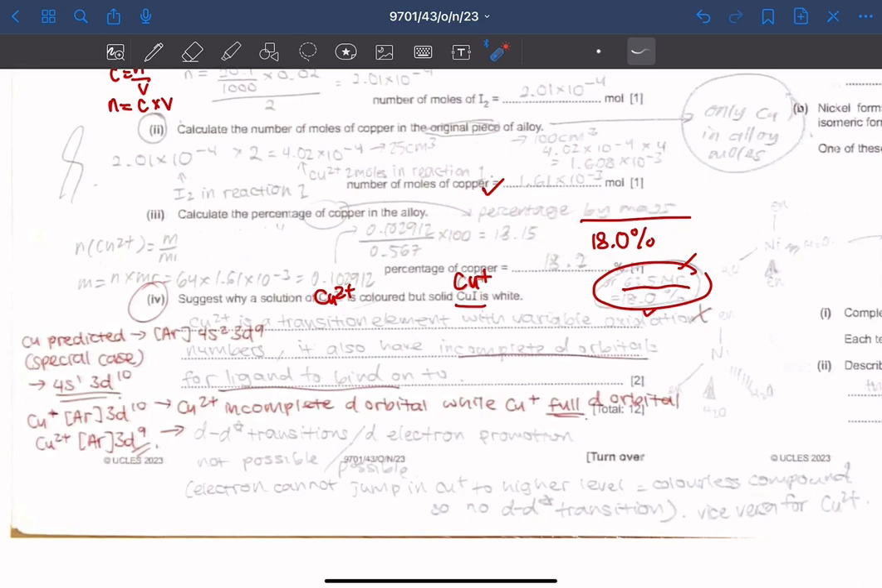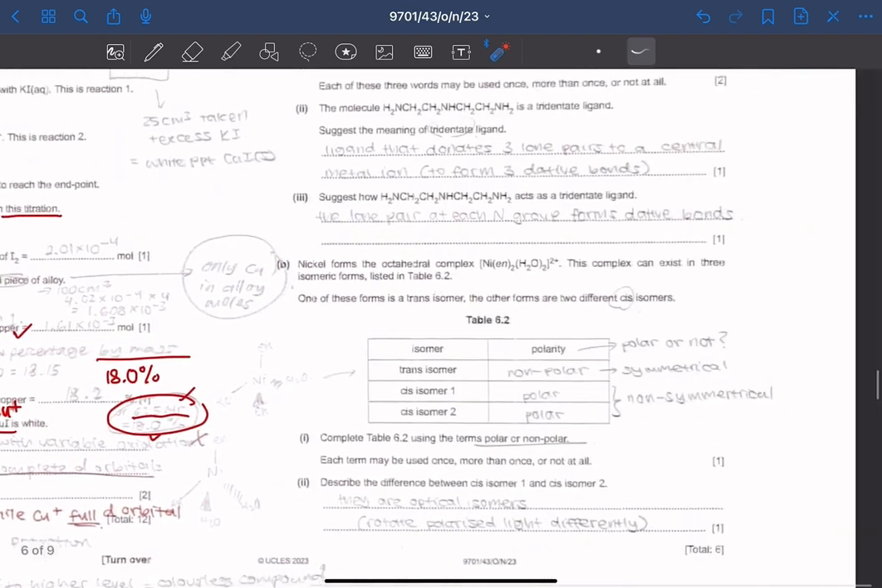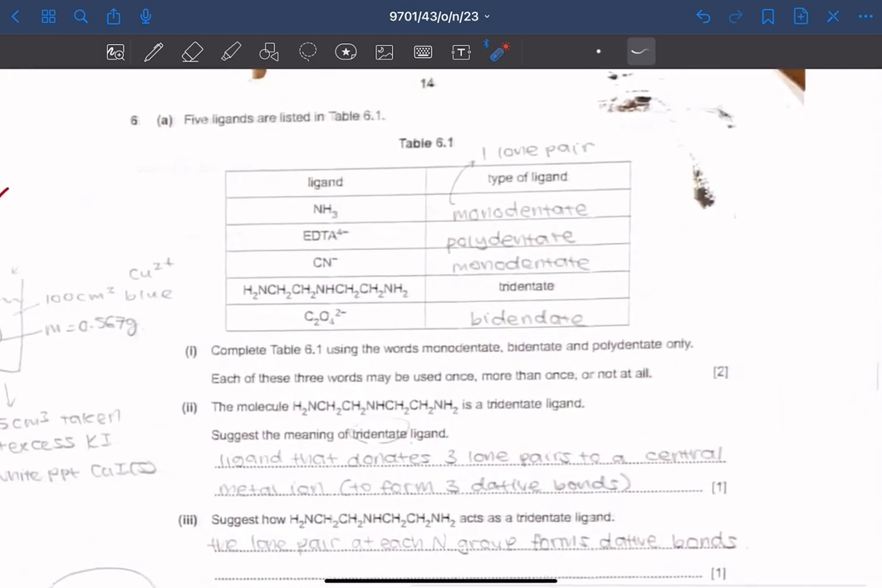And then the next mark goes to d-electron promotion. It is not possible, because an electron cannot jump in Cu+ to a higher level to form a colored compound. So d to d transition is not possible. Meanwhile, for Cu2+, the d orbital splits into two energy levels, so it is possible, and therefore it can form a colored compound, which is the characteristic of a normal transition element. Okay, moving on to the next question.